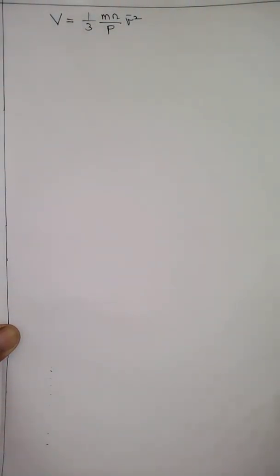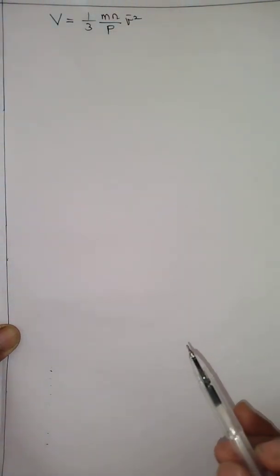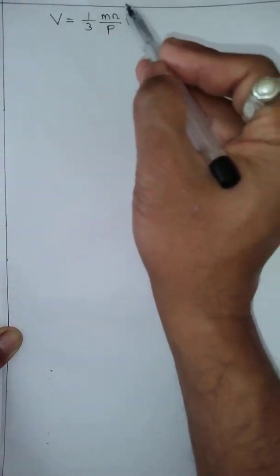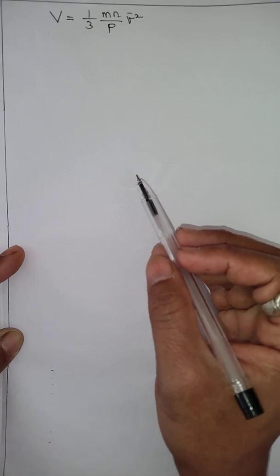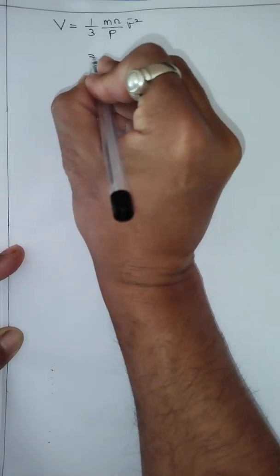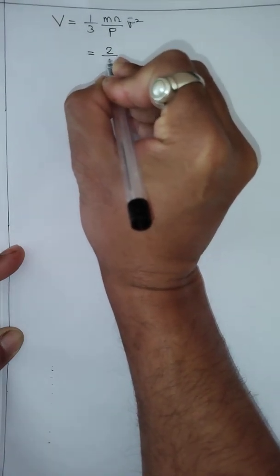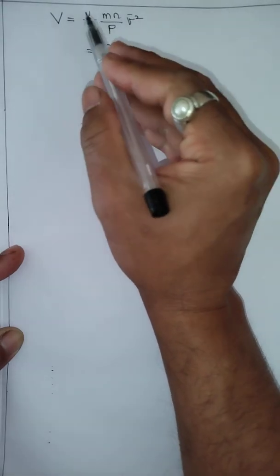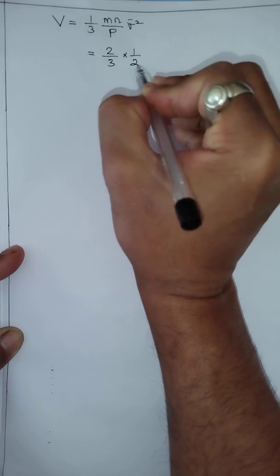Okay. Now to write this V in terms of temperature. What I usually do is write this V in terms of the kinetic energy of the molecules of the gas. But to write kinetic energy, there must be 1 by 2, and there is 1 by 3 only. So in this relation, I multiply by 2 in the numerator and divide by 2 in the denominator, since there is already 1 by 3.